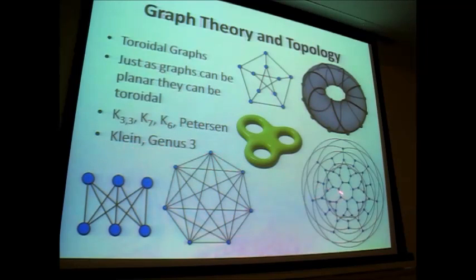This is a Klein genus 3 graph, and you can actually draw this on here with no crossings, and if you can visualize that, you're probably a genius. It should be up here talking.